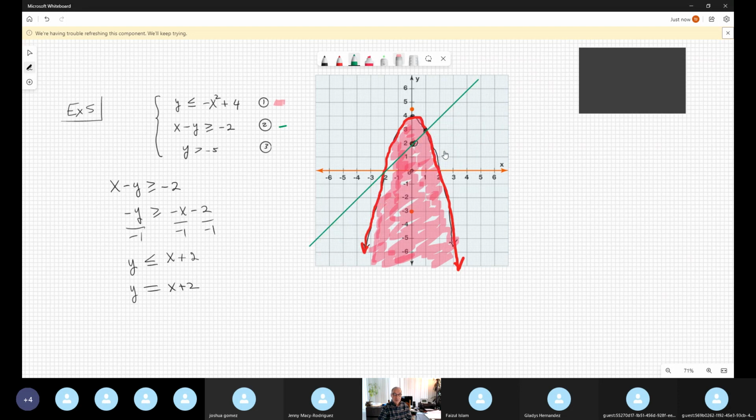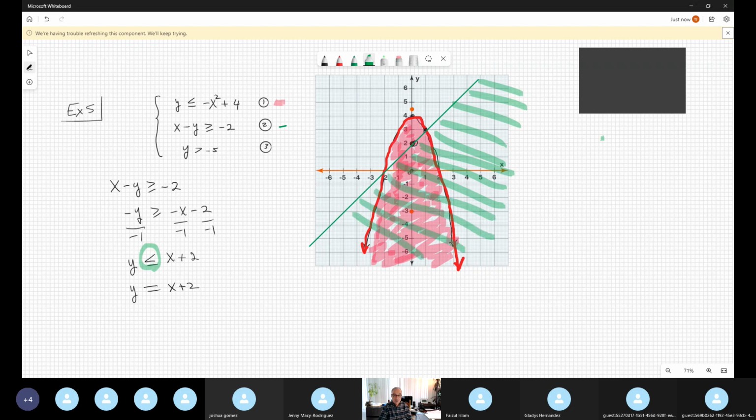Okay. Now what part do I shade? Do I shade below the line or above the line? I shade below the line. Remember, the line is easy because the line splits the plane into semi-planes. So we have only two possibilities, no? Above or below. How do you know that? Below, because that symbol is less than. So you shade that part. Below.